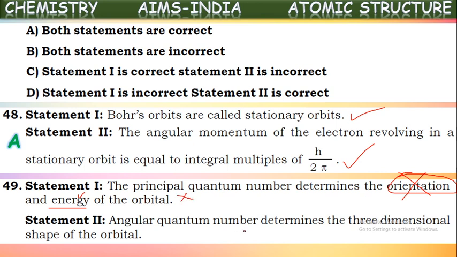Next statement, angular quantum number determines the three-dimensional shape of the orbital. Yes, angular quantum number, which is also called azimuthal quantum number, determines the shape of the subshell or orbital. This is the correct statement. Now, statement 1 is wrong, statement 2 is correct. Where is it? The fourth one. Statement 1 is incorrect, statement 2 is correct. D is the correct option for this.